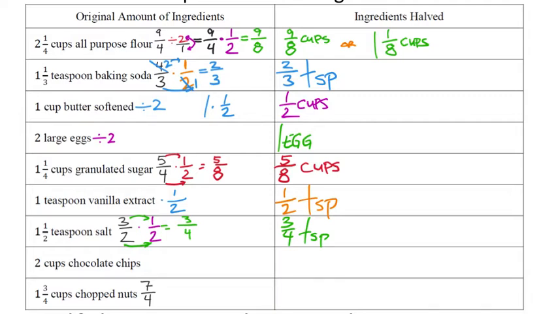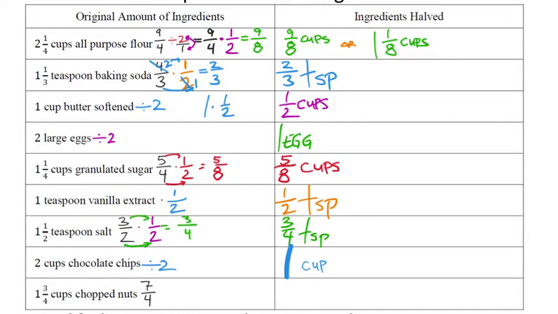And then 2 cups of chocolate chips. Again, you could just say, well, I'm just going to go ahead and divide that by 2. Because anything divided by itself is 1. So that would give us 1. 1 cup specifically. 1 cup of chocolate chips.